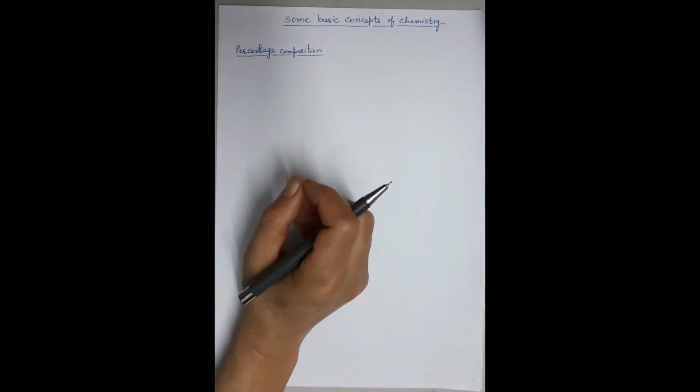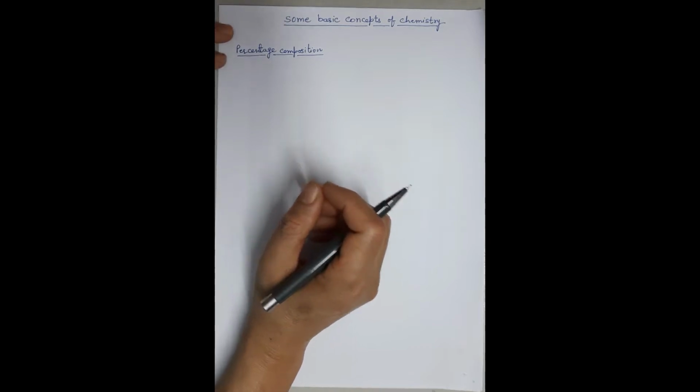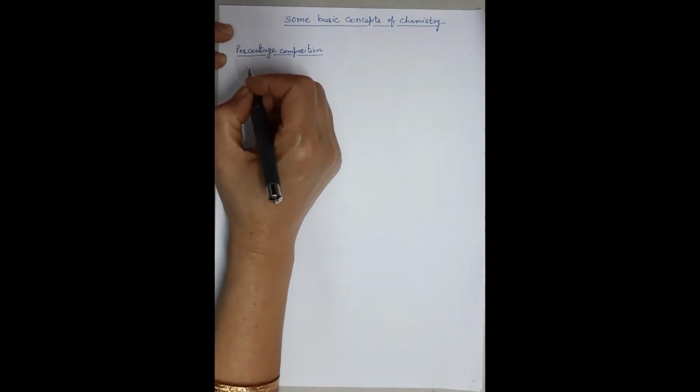What is the percentage of a particular element in a particular compound? That is called the mass percentage of an element. I may also say, if I divide that particular compound into 100 parts mass wise, then how many parts are occupied by a particular element? So what is the formula to find out the mass percentage of an element?